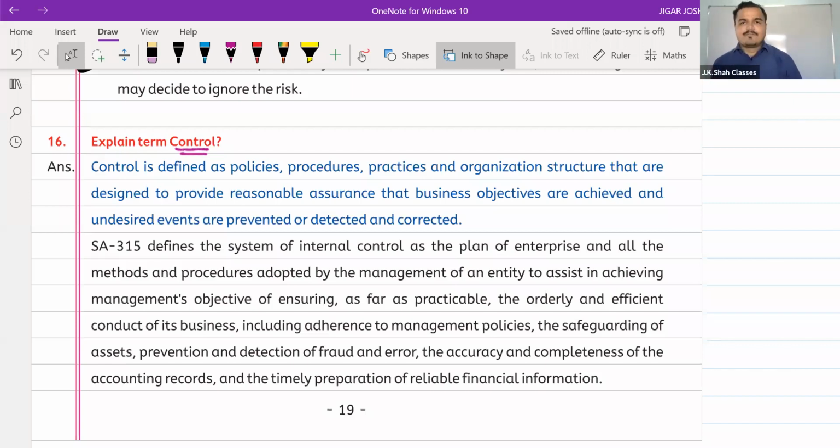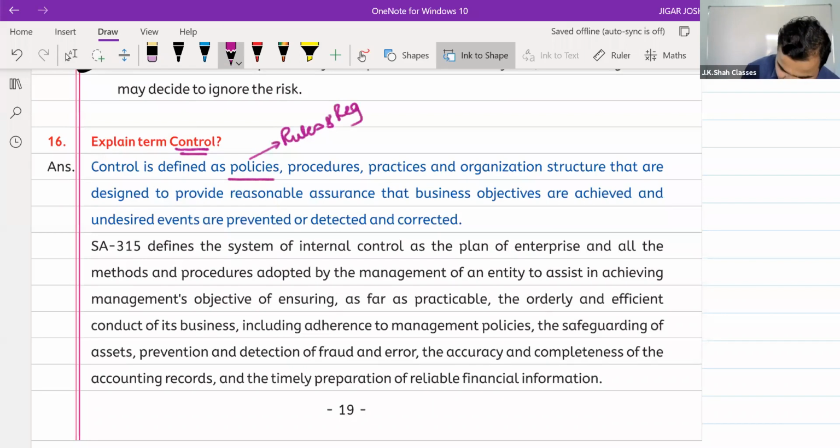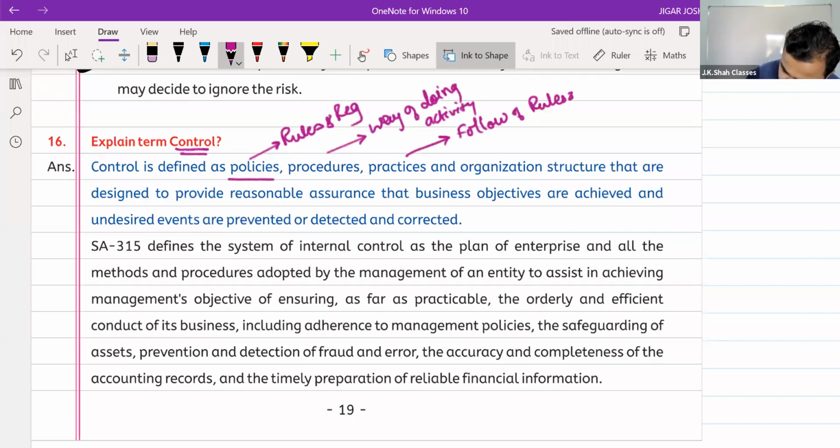Now the question comes very simply: what do you mean by control? Controls are policies, procedures, and practices. Policy refers to rules and regulations. Procedure refers to the way of doing an activity. Practices refers to following the rules, regulations and procedures. Understood? So which definition are we referring to? Sir, the definition of control. Control includes how many things? Sir, three things: policy, procedure, practices, and also organizational structure.